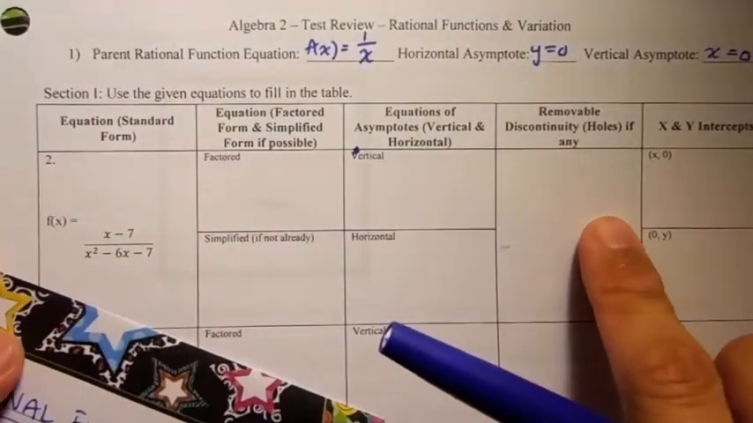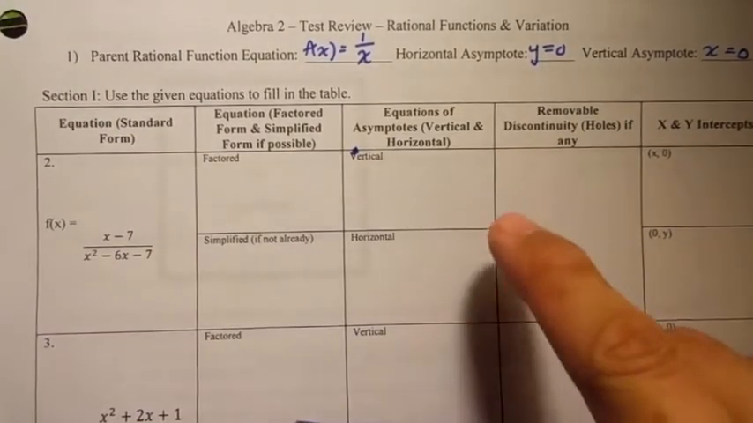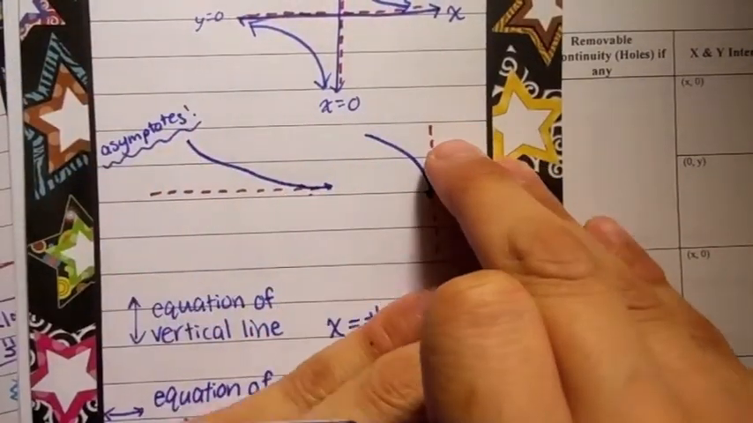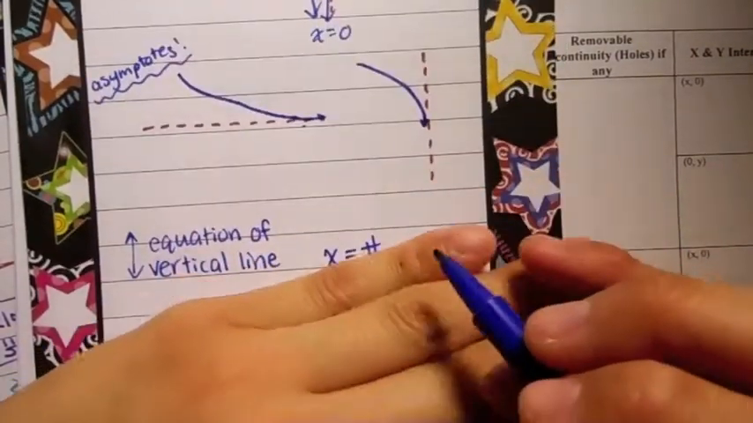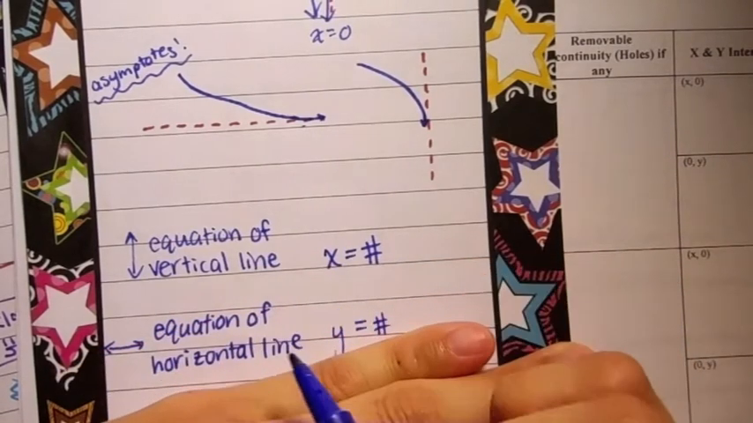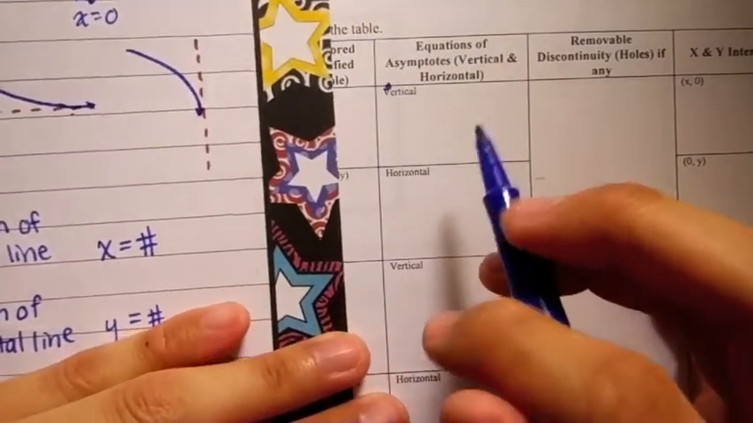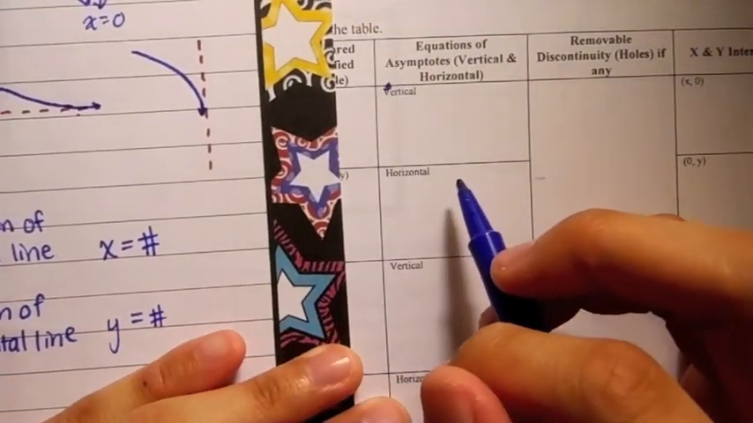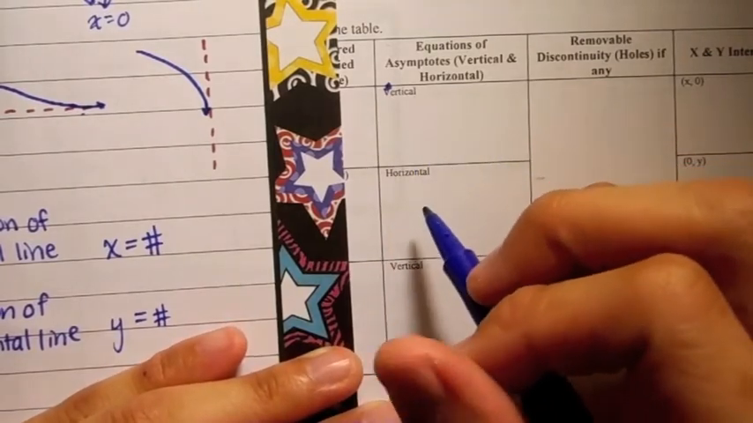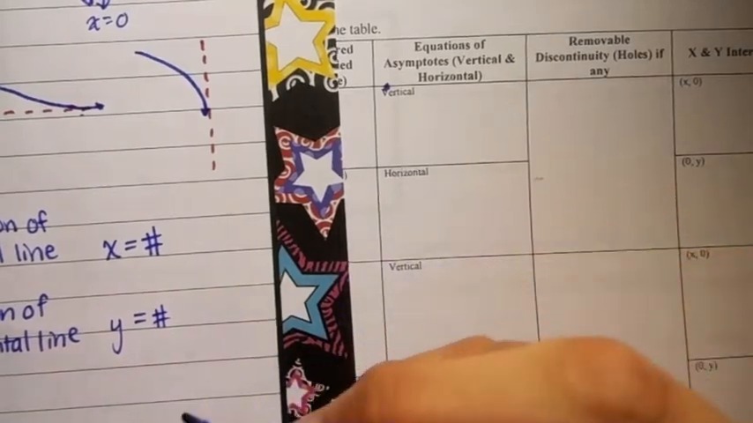So on this review, we have places where we have to identify the vertical and horizontal asymptotes. But you need to remember an important property of each of these. That when you have an equation of a vertical line, it's going to be x is equal to some number. And if you have an equation of a horizontal line, it'll be y is equal to some number. So you're going to be expecting, if we have vertical and horizontal asymptotes, the equation for the vertical asymptote would be x is equal to some number, and the equation for the horizontal asymptote will be y is equal to some number. And I have a little method to help you remember.